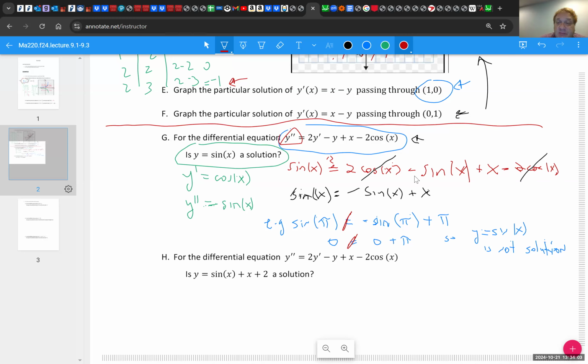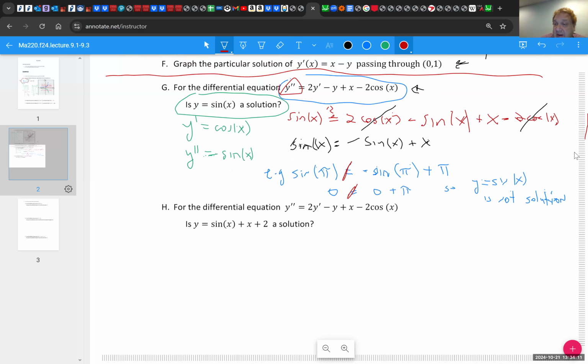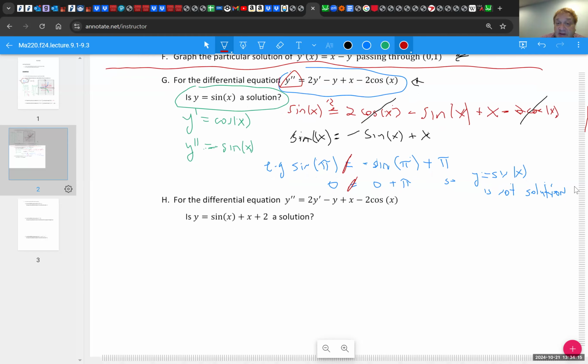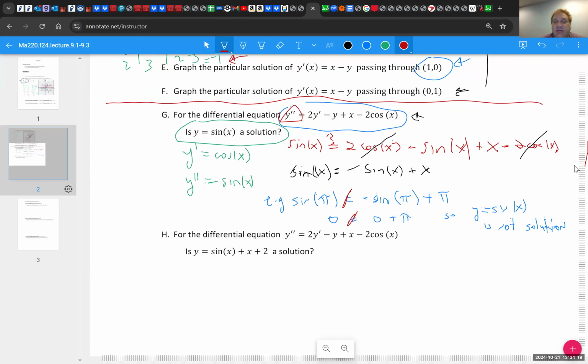All right, so the last problem I'm going to invite you to try, if you want to pause the video and see if you can give the last one a go. It's a very similar question. It's the same differential equation, in fact. It's still this crazy second derivative equation. We call it a second order equation, by the way, if you want to be fancy about it. So the second derivative equation, y double prime equals 2y prime minus y plus x minus 2 cosine x. And we have a new proposal. So the question is, is y equals sine x plus 2 a solution?